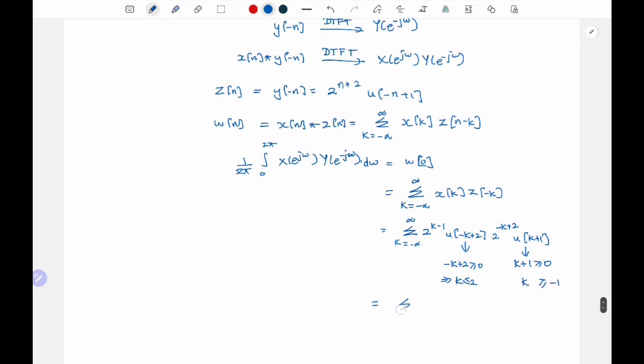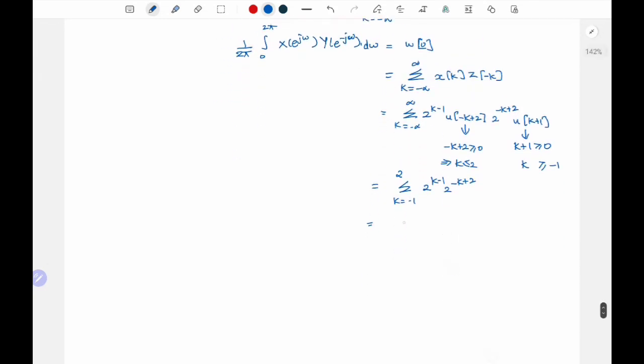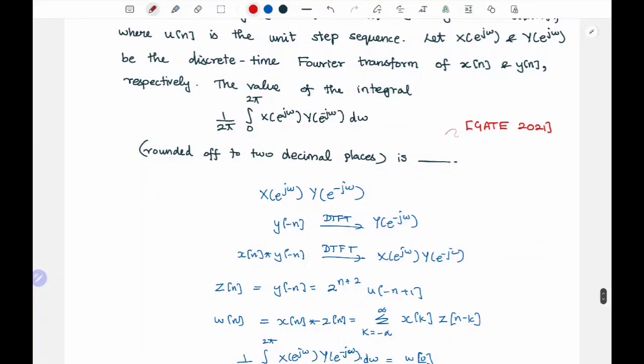So this integral only goes from k equal to minus 1 to 2, 2 power k minus 1, 2 power minus k plus 2. So this is nothing but your summation k equal to minus 1 to 2. So k and minus k cancel, and 2 power minus 1 and 2 power 2 will give me just 2. So it is nothing but 2 into sum of this. How many terms are there? You have minus 1, 0, 1 and 2. So 2 into 4, which is nothing but 8. So my integral value is 8. So I can write it as 8 or 8.00, whatever it is.